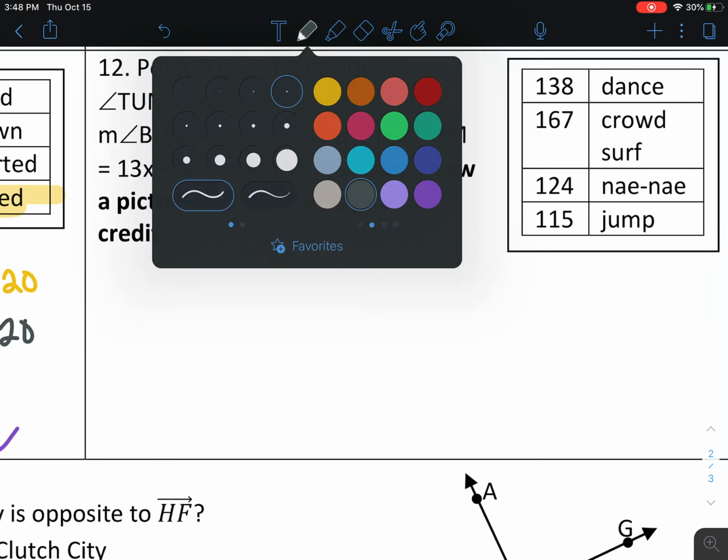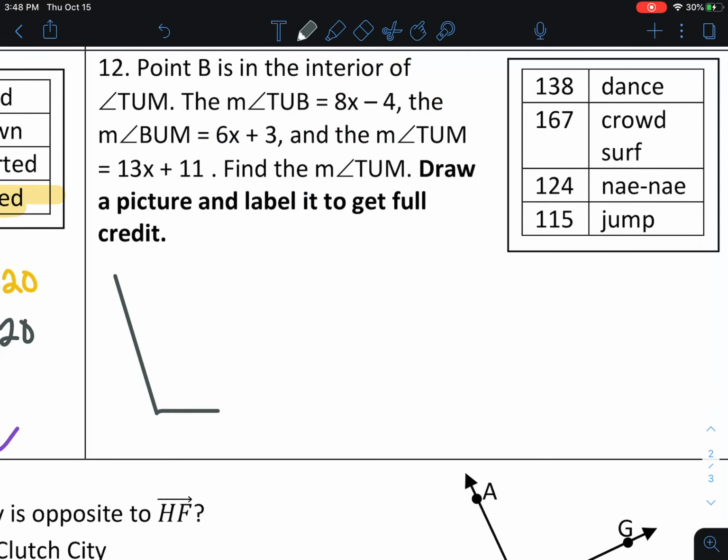Number 12. Point B is in the interior, so I'm just going to draw the angle, just a random angle, and then I'm going to draw a point on the inside, which is going to be point B. So that's going to be T, U, M. Okay, and let's take that off.